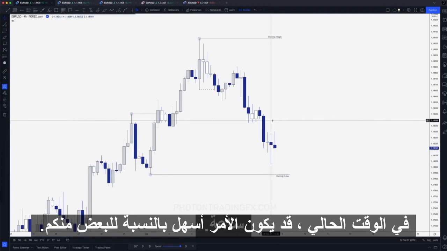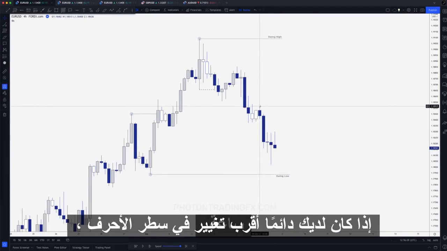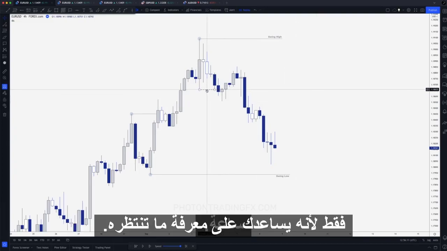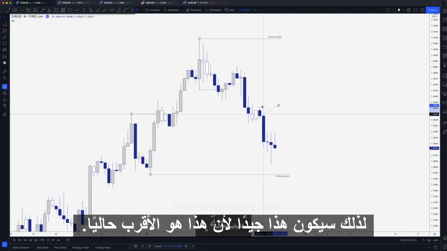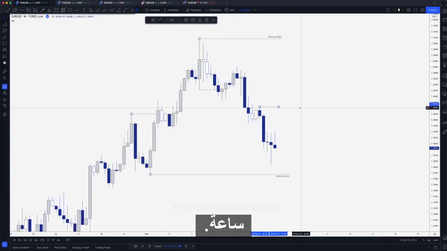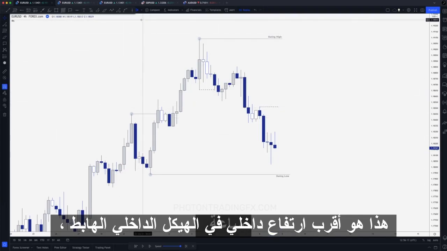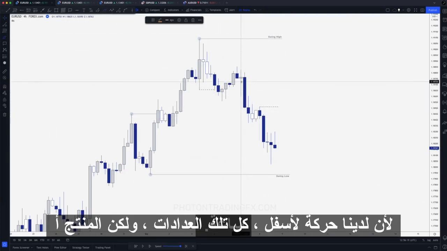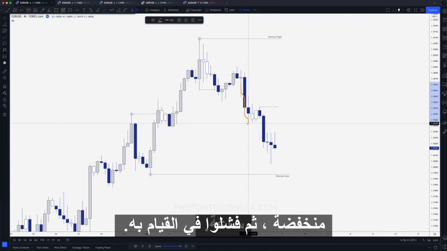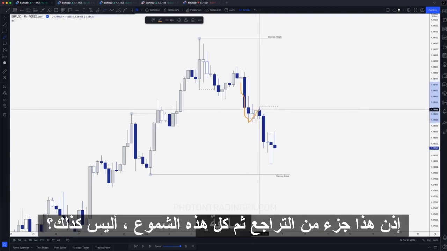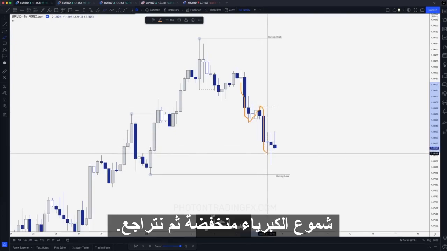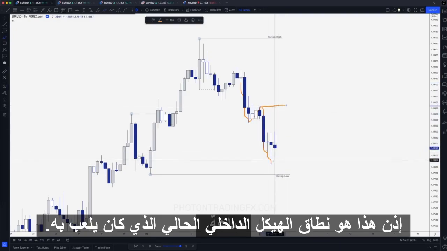For some of you, it might be easier if you always have your nearest change of character line on, because it helps you know what you're waiting for. So this would be it, because this is the nearest at the moment. This is the nearest internal high in the bearish internal structure, because we had a movement down. All those candles broke the prior candle's low, then they failed to do so, so this is part of the pullback. Then all of these candles, you see how they all broke the prior candle's low, and then we've pulled back. So this is the current internal structure range we're playing within.